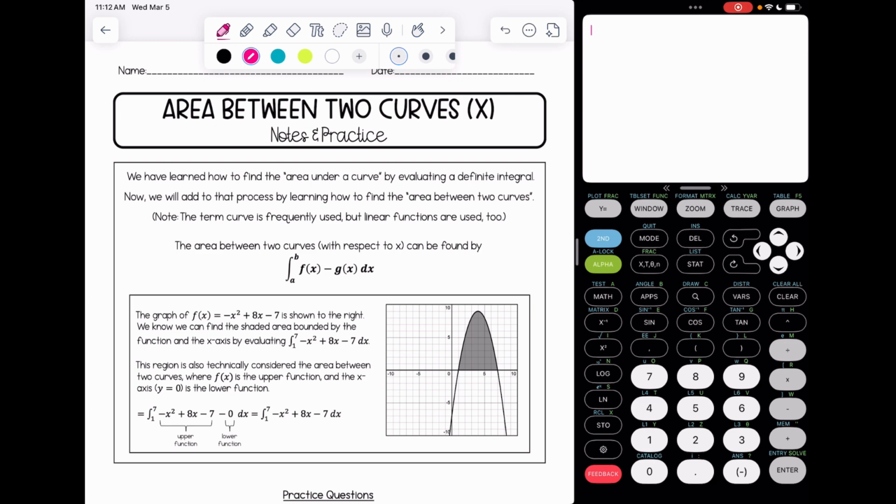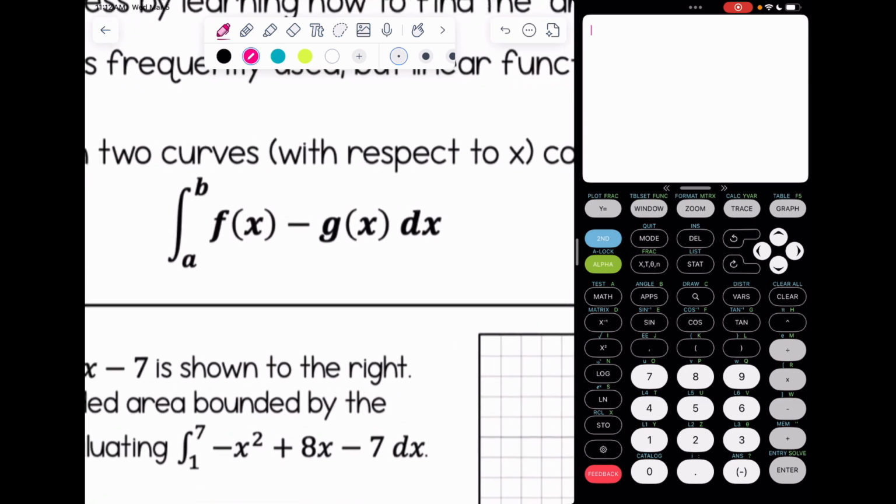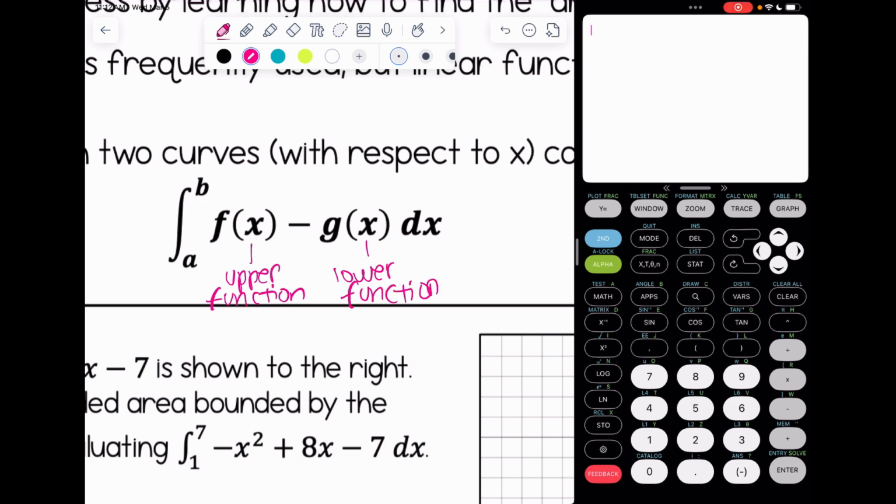The area between two curves with respect to x can be found by the definite integral from a to b of f of x minus g of x dx. So this represents our upper function, and this represents our lower function. We have previously been doing this without even realizing it.